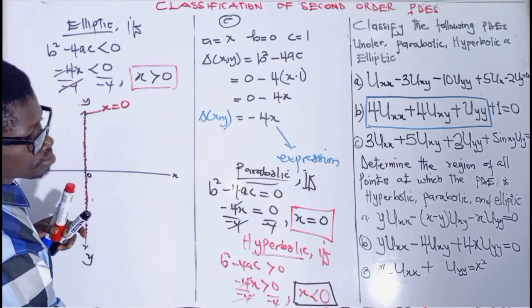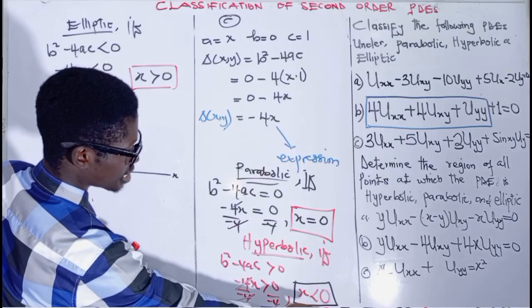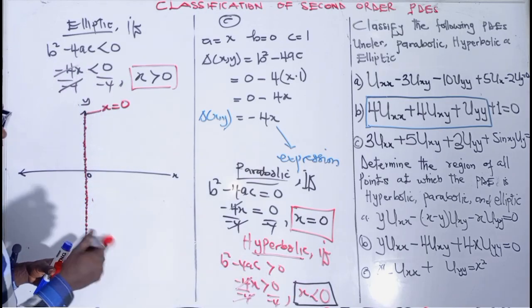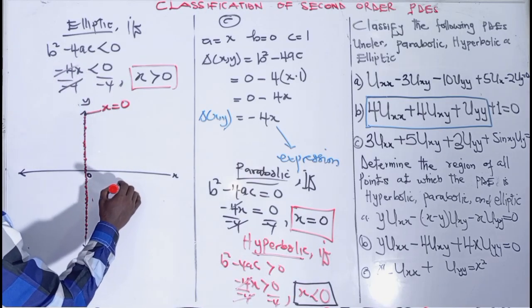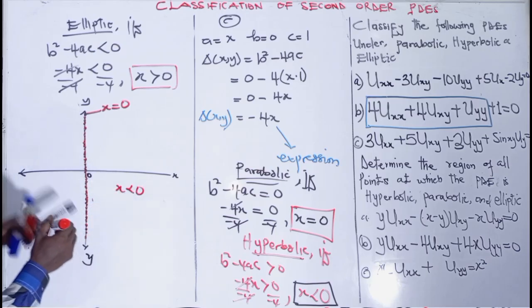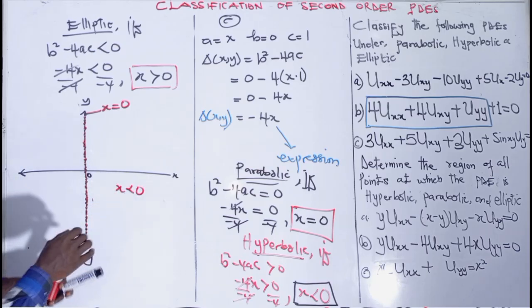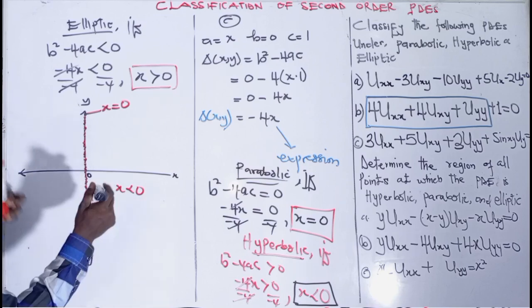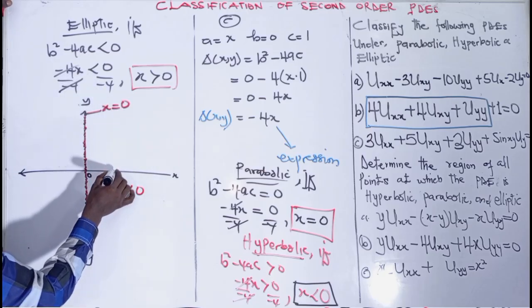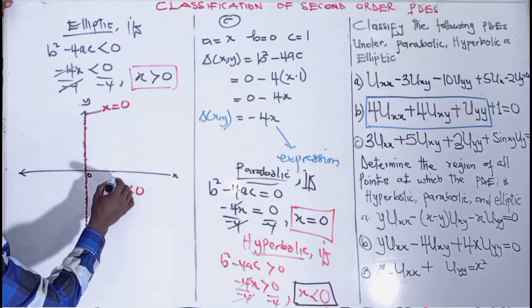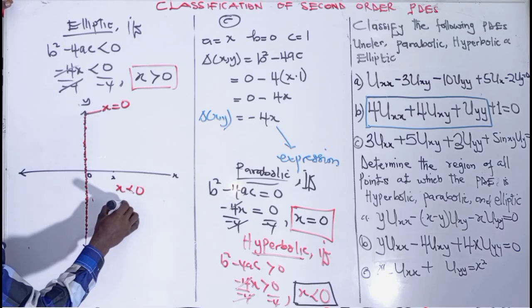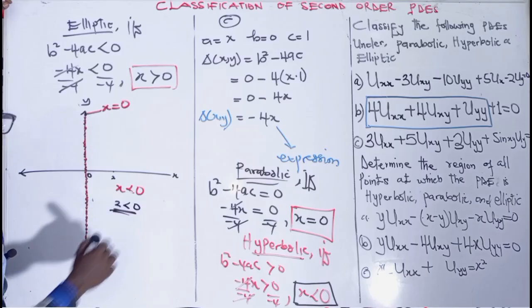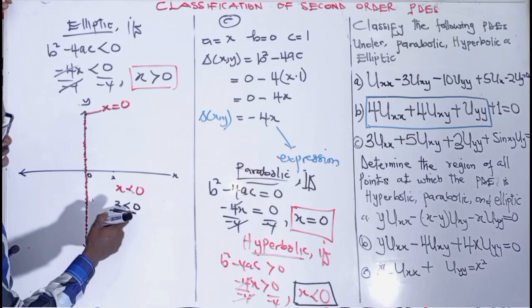Then we'll move on to hyperbolic. With the hyperbolic, we are using its inequality, so we have x is less than 0. We are going to use points to determine whether this inequality is true or not. Let's pick any point on the x-axis, say the point 2. Is 2 less than 0? No, this is not true, because 2 is greater than 0.